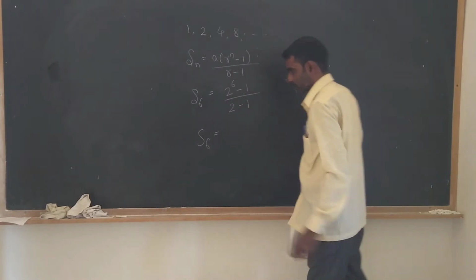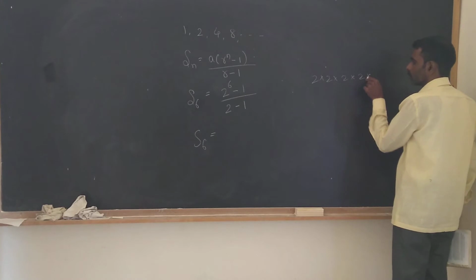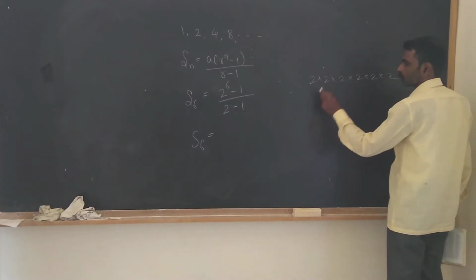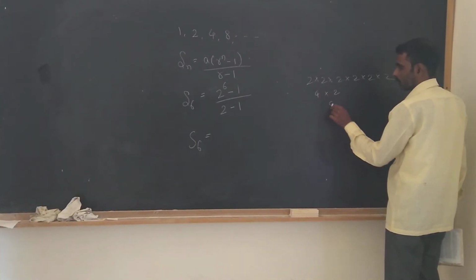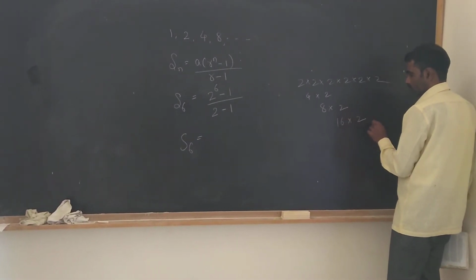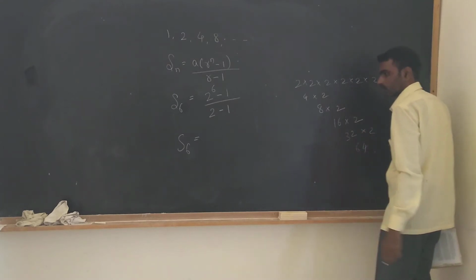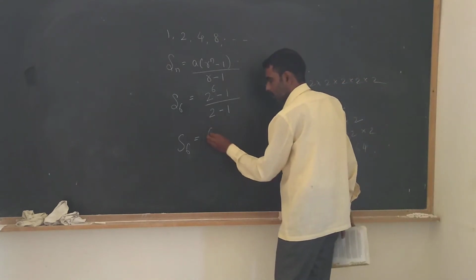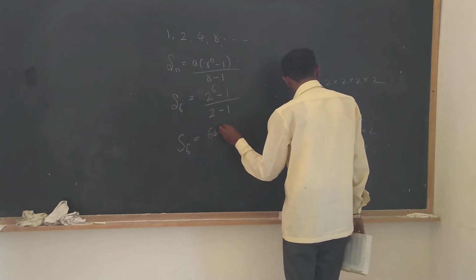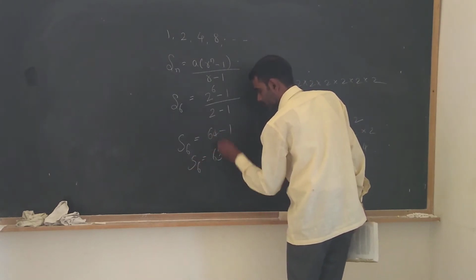2 raised to 6 will be 2 into 2 into 2 into 2 into 2 into 2. 2 2s are 4, 4 2s are 8, 8 2s are 16, 16 2s are 32, 32 2s are 64. 64 minus 1. So S6 will be equal to 63.